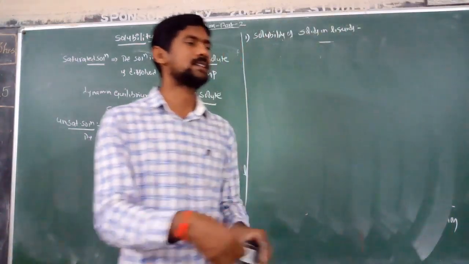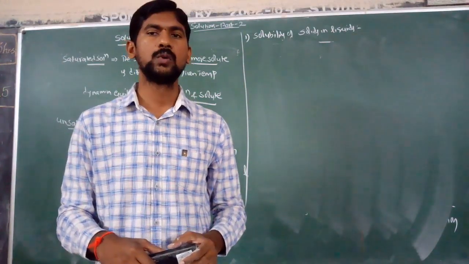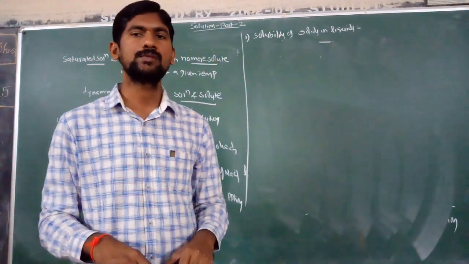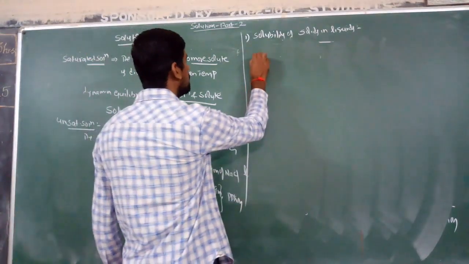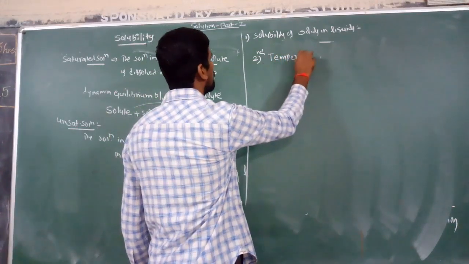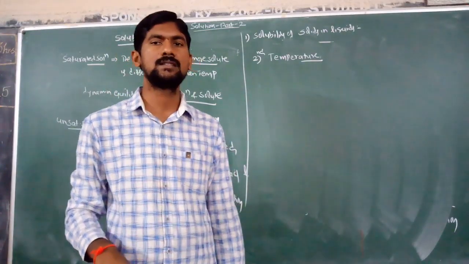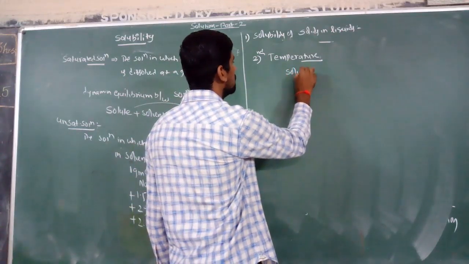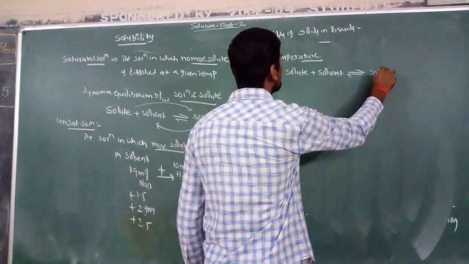This is the first factor influencing the solubility of solids in liquids: the nature of solute and nature of solvent. The second factor influencing solubility of solids in liquids is temperature. How does temperature influence the solubility of solids in liquids? For this, you can consider the dynamic equilibrium: solute plus solvent, solution.